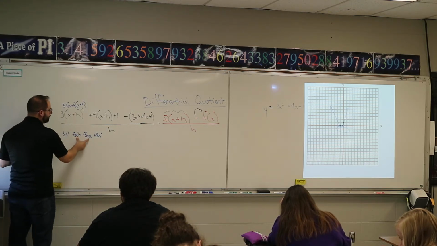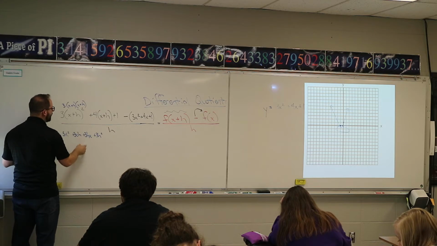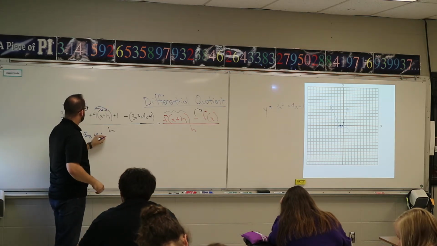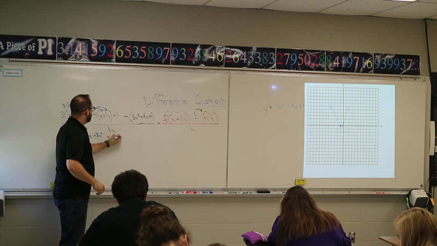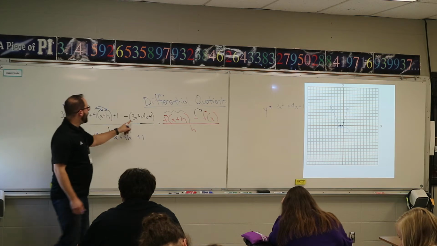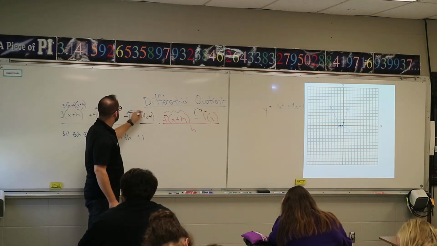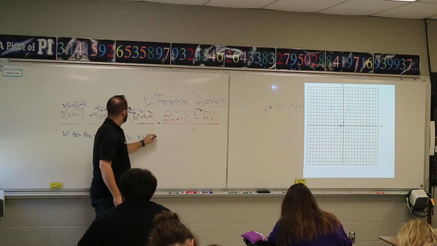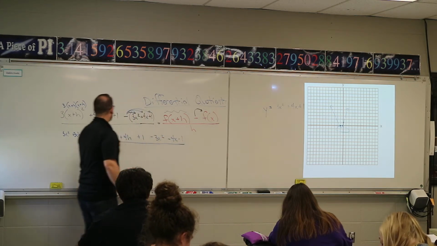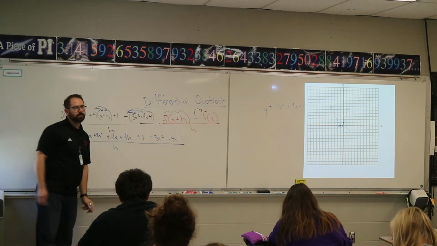These can add together, so that can make 6's, but you get the idea. Right here, distribute the 4 over that parenthesis: 4x plus 4h. Add the plus 1. Now, back here, I'm going to distribute the negative sign: negative 3x squared minus 4x minus 1. And this is all over h.